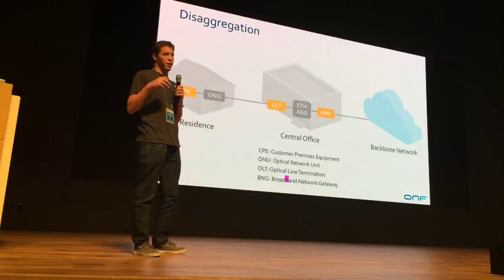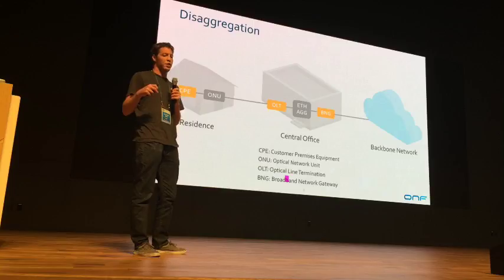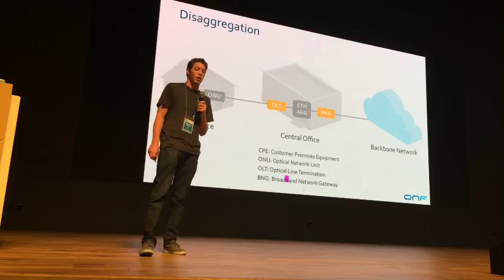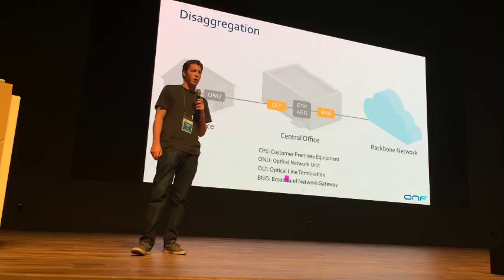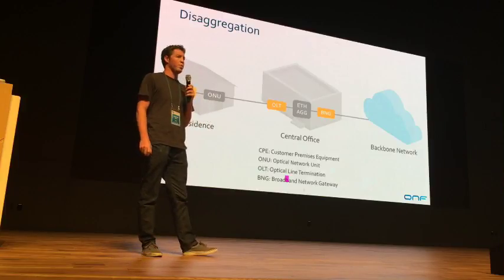And the OLT will terminate connections from multiple different subscribers. From there, we go through to some more Ethernet aggregation, and then the traffic will end up at a device called a BNG, a broadband network gateway, which is doing routing and other functions like QoS on a per subscriber basis. And then from there, the traffic will be in the central office and head out to the backbone network.